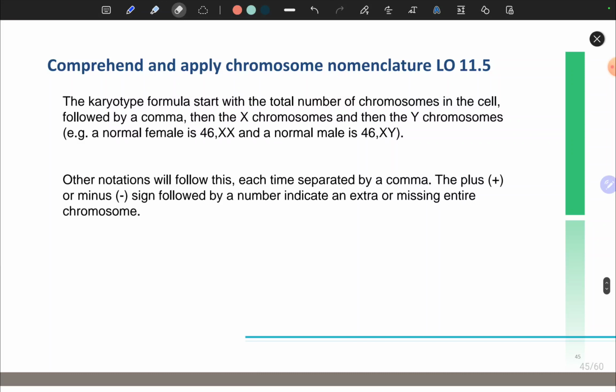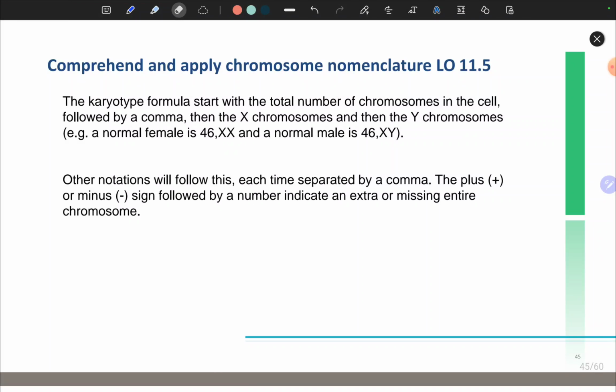The other topic is how to comprehend and apply chromosomal nomenclature, which is how we name the chromosomes or discuss their abnormality. So the karyotype formula starts with the total number of chromosomes in the cell, followed by a comma, then the X chromosomes, and then the Y chromosome. For example, normal female is 46,XX, and the other one is 46,XY. So this is a medically understandable term, how we express the chromosomes.